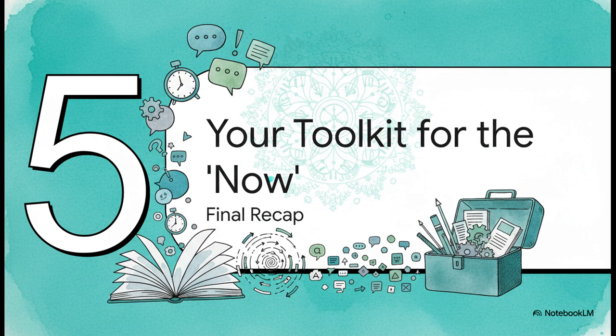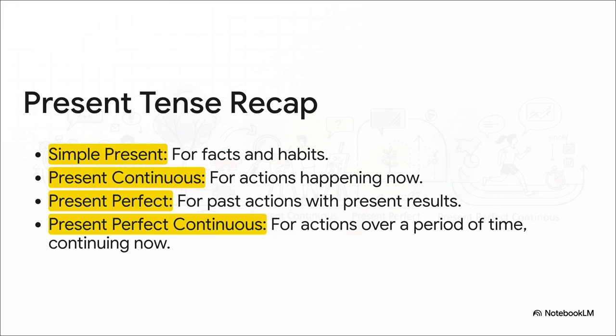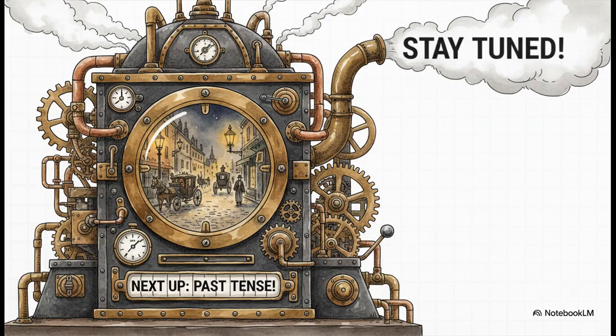Let's do a super quick recap just to make sure it all sticks. Okay, so remember, simple present, that's for your facts and habits. Present continuous is for actions happening this very second. Present perfect, that's for past actions that have a result right now. And finally, present perfect continuous is all about how long something has been going on. 4 powerful tools, 4 very specific jobs. And with that, your toolkit for the present is complete.